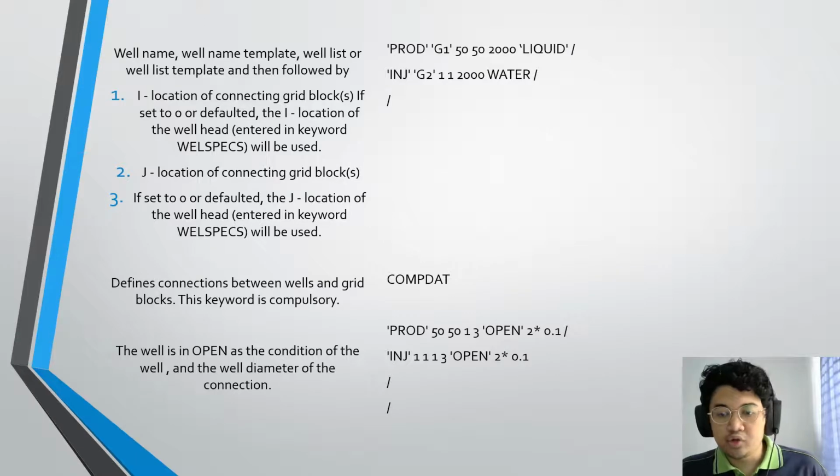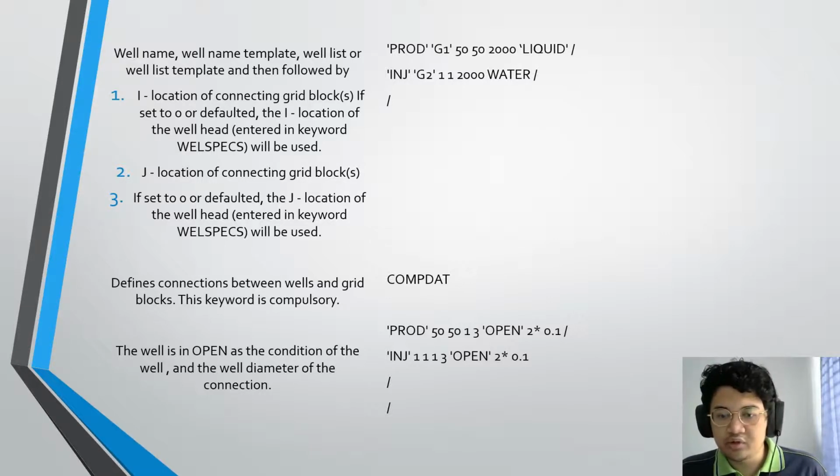To continue with the coding of WELSPECS, well name, template, well list or well list template, and then followed by, as stated in the coding, which you can see, PROD G1, which introduces the well name and well name template with the location of the connecting grid blocks.